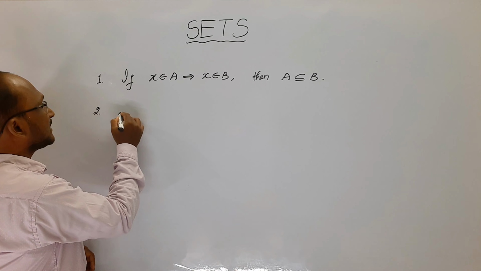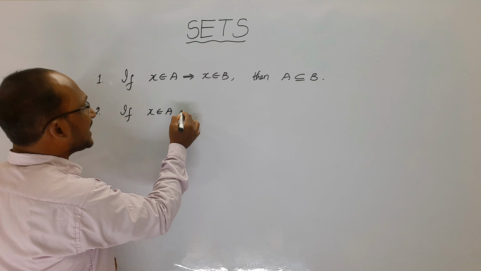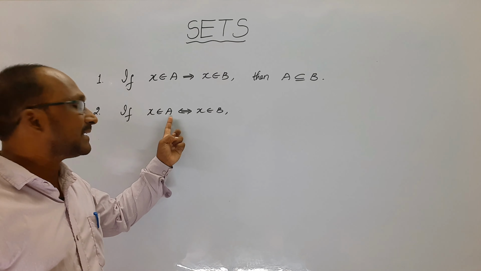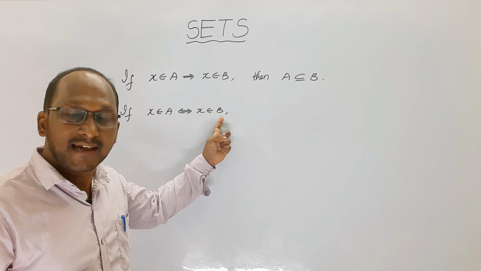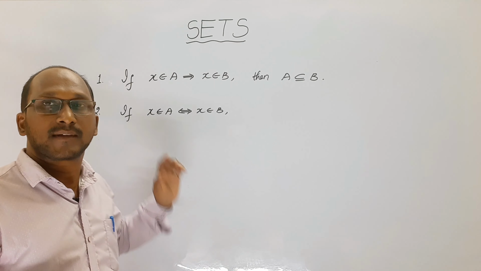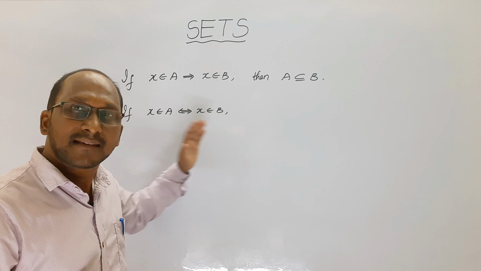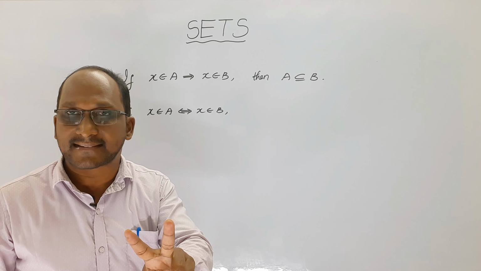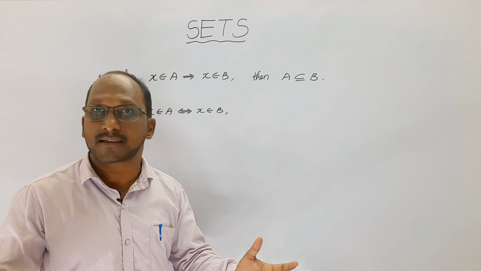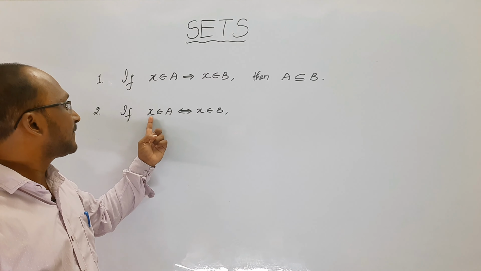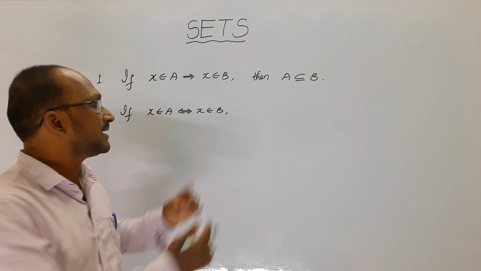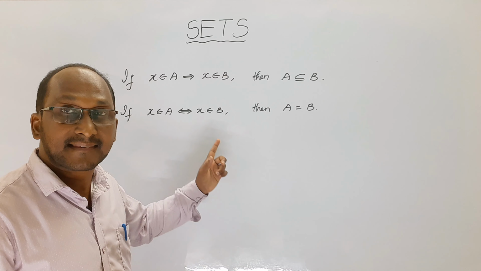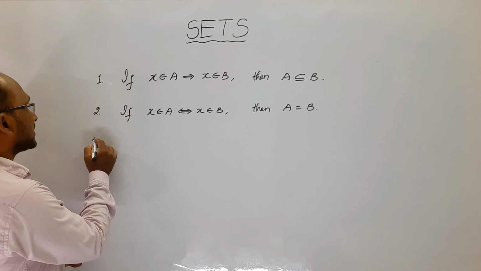So in the same way, suppose x belongs to A if and only if x belongs to B. What does it mean? Whatever element in A belongs to B and whatever element in B belongs to A, we can say that A is subset of B and B is subset of A. So by the equality of two sets, if two sets are subsets of each other, we can conclude that those two sets are equal. That's why if x belongs to A if and only if x belongs to B, we can conclude that A is equal to B. This is another condition. Next, third one.